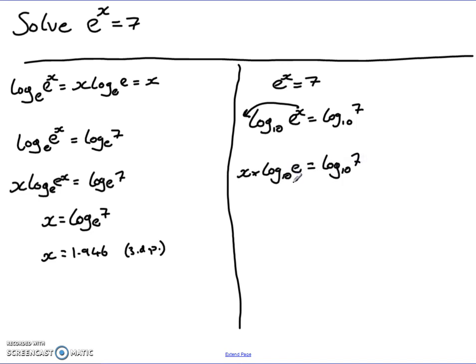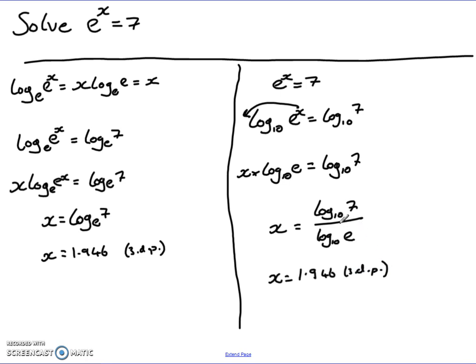The only issue here now on this one compared to that one is log to the base 10 of e doesn't cancel and give me 1 because they're different. So I've got to keep it like that. Now, in order to be left with just x on this side, I take this and divide it across. So I'd end up getting log to the base 10 of 7 divided by log to the base 10 of e. Once you've done that, you fire it in the calculator and work it through, and lo and behold, you actually get 1.946 to 3 decimal places.